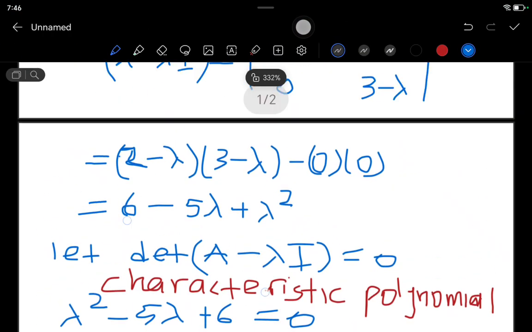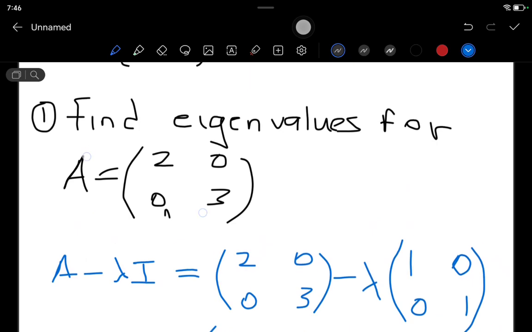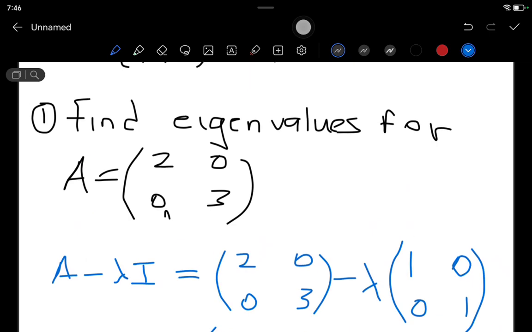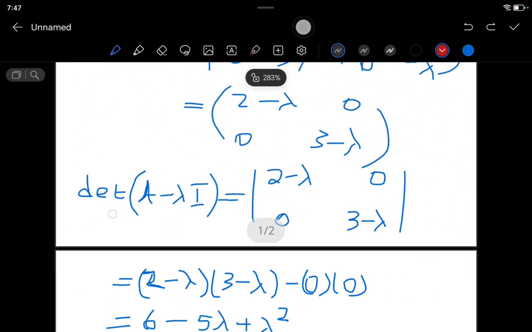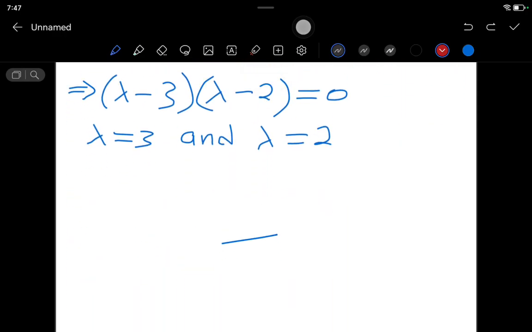So here's how you're gonna find the trace, right? You come to the original matrix, you add the diagonal entries. The trace is equal to 2 plus 3, which is 5. So I add this 2, so it's equal to 5. Now it says that the sum of the eigenvalues is equal to the trace of A, and indeed it's true. 2 plus 3 is 5, right?